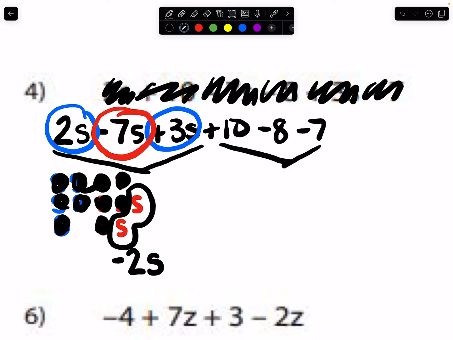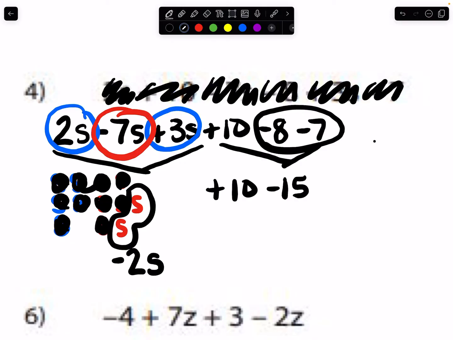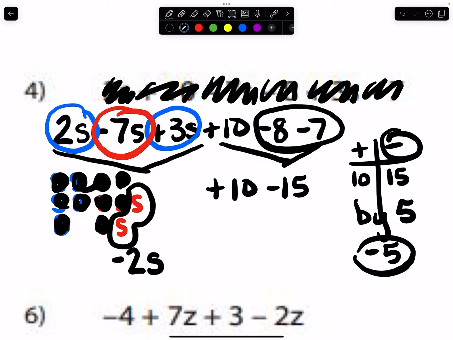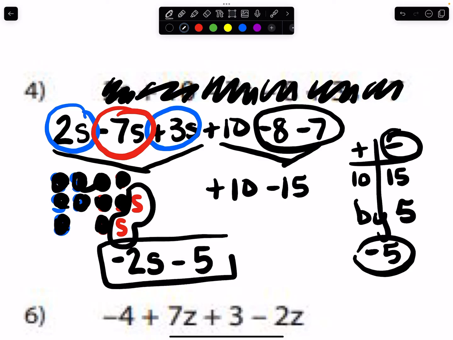If I were combining these over here, personally, I would put these two negative numbers together and bring down plus 10 minus 15. You guys can play your little game, which is your positive and negative team. My positive team scored 10. My negative team scored 15. The negative score wins by 5. So that means my answer is negative 5 to that part. So my final answer is right here.